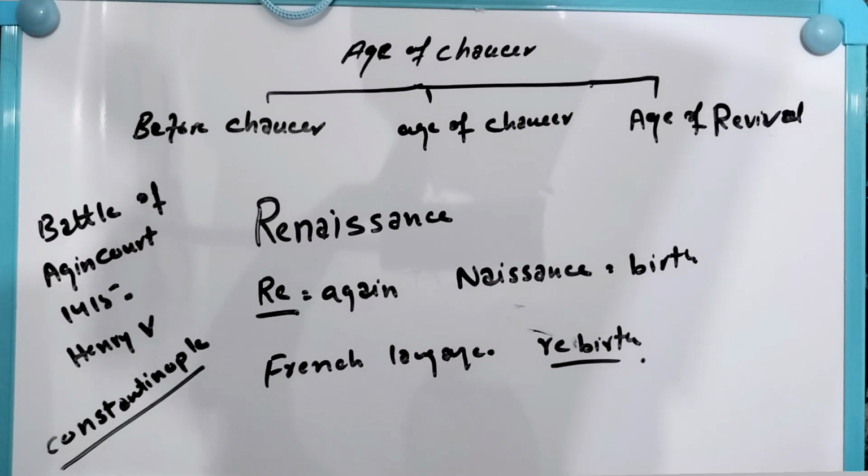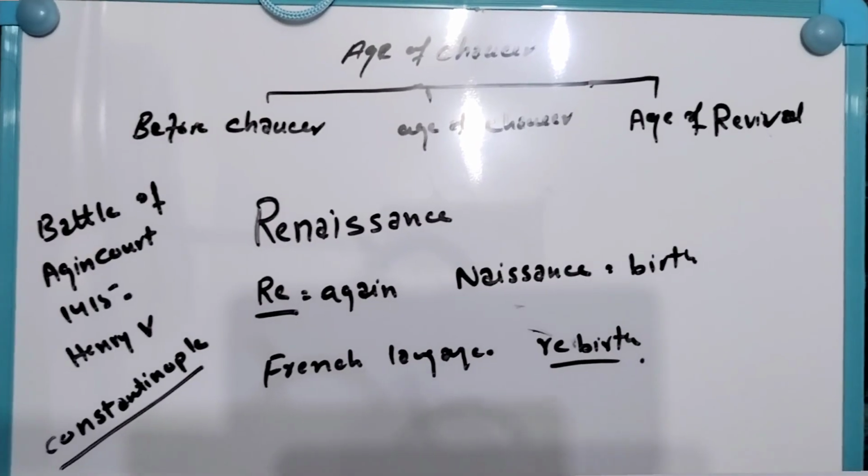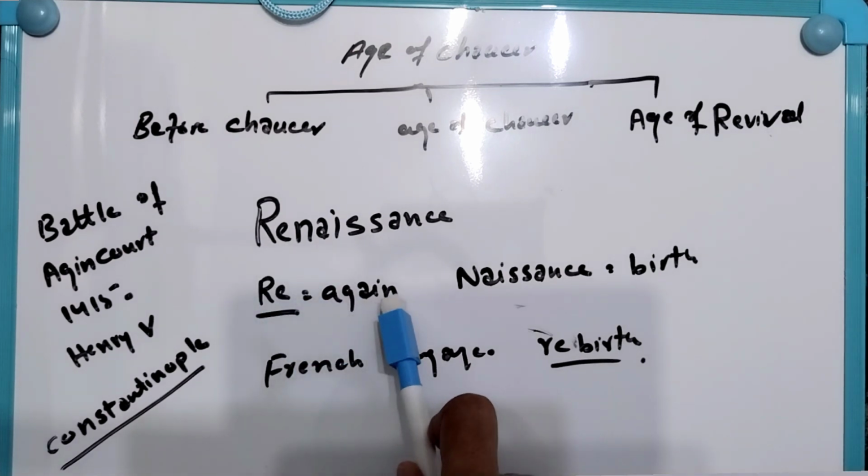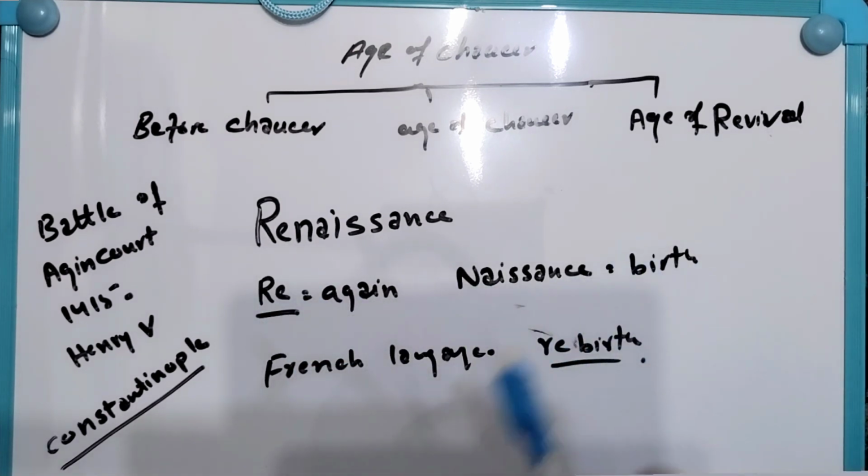What is the Age of Revival? As I have written on the whiteboard, Renaissance Age. What is the meaning of Renaissance and Revival? We are going through all of this in this video. The word Renaissance is borrowed from the French language, meaning rebirth. Re means again and naissance means birth. So what happened in the Age of Revival? Basically, the revival of old English literature is happening.